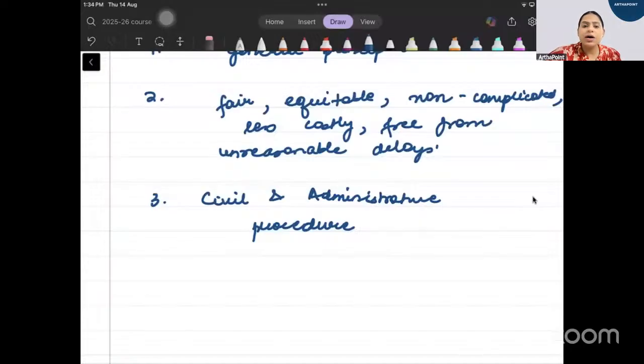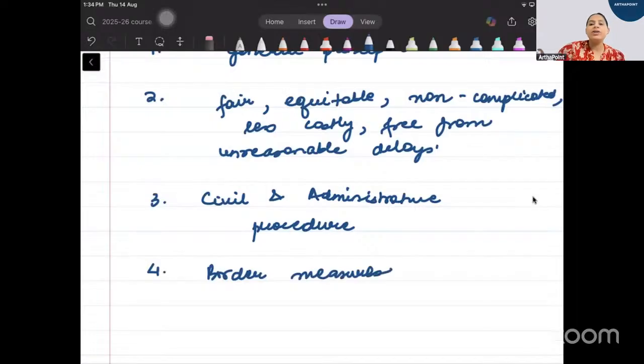Acha, there is also something which is called border measures. Border measure basically says that the custom authorities can suspend release of suspected infringing goods. तो अगर मुझे लगता है as a custom officer कि ये जो गुड है ये copied गुड है जिसके ऊपर एक पेटेंट already लिया हुआ है किसी ने, I can stop its import and export, right? Usually it applies to import, but optionally it can apply to export also, right? So custom authorities can suspend release of suspected infringing goods, right?